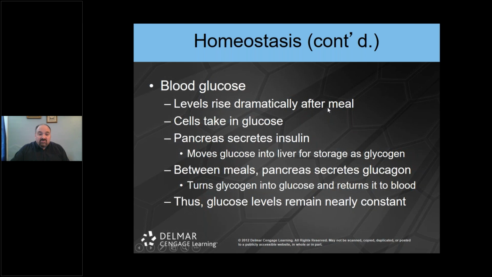So levels will rise dramatically, blood glucose after a meal, right? This is important. The cells, as a result of using insulin, will be able to make adequate use of blood glucose and use that nutrient, as well as if we have too much, then the excess will be stored as what's called glycogen.